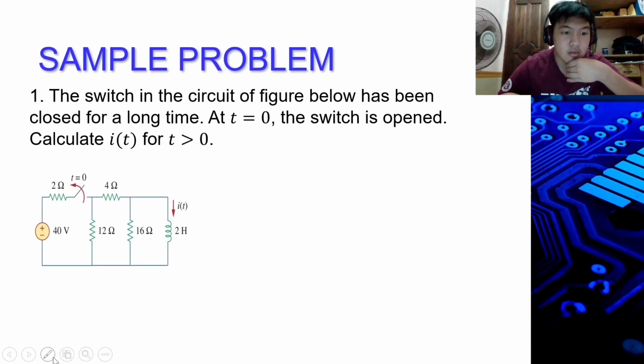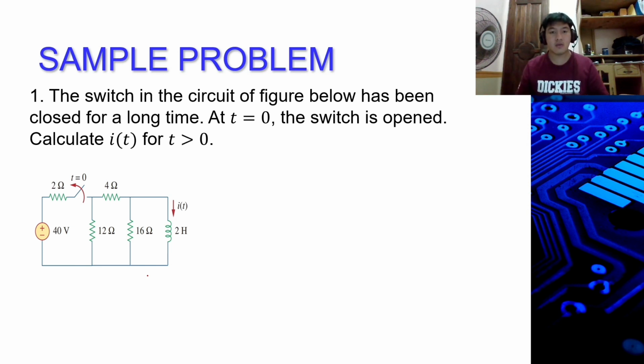Okay, the switch in the circuit of the figure below has been closed for a long time. At t equal to 0, the switch is open. Calculate i of t for t greater than 0. So the circuit, as we analyze it, has been closed for a long period of time. So let's consider this as t less than 0, where the switch is closed.